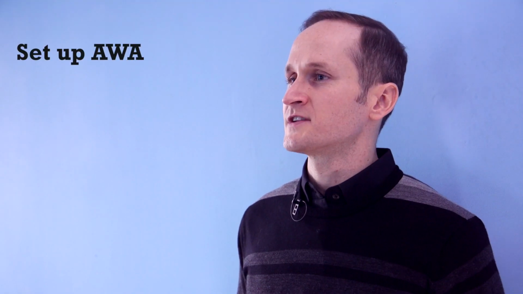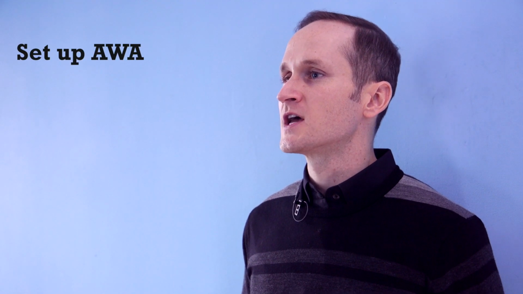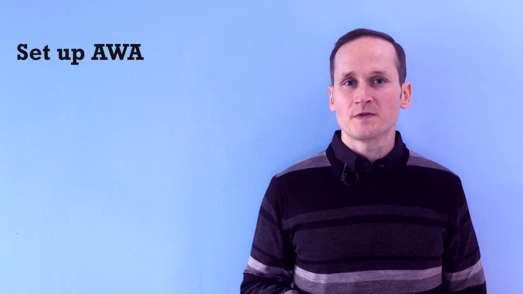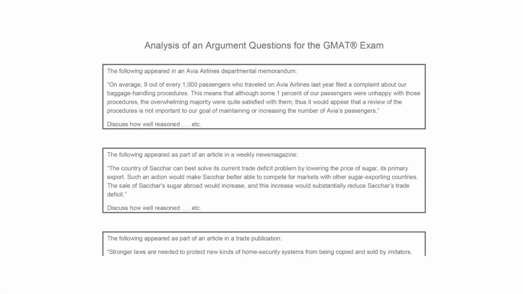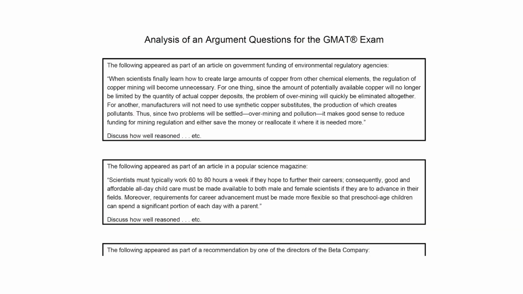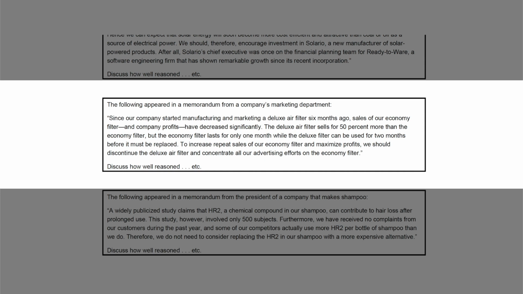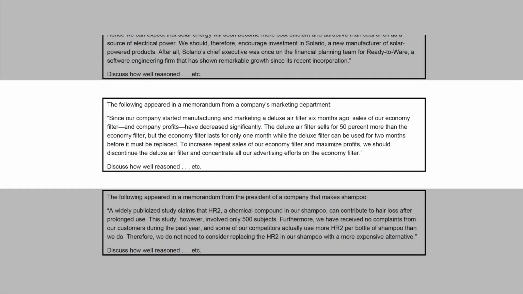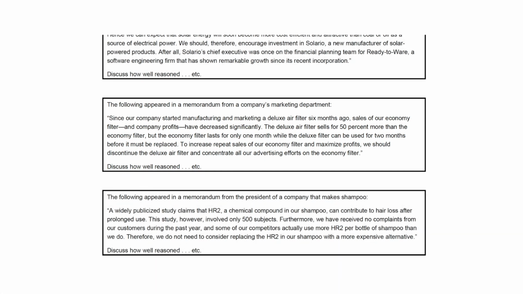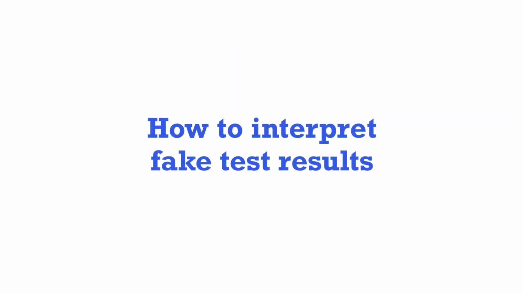This practice software doesn't contain any AWA prompts, but you can find a list of them on GMAT.com. We'll leave a link for you in the video description. Once you have that list, close your eyes, scroll to a random topic, set a timer for 30 minutes, and start typing in the word processor of your choice. Once that 30 minutes is over, your fake test is done.